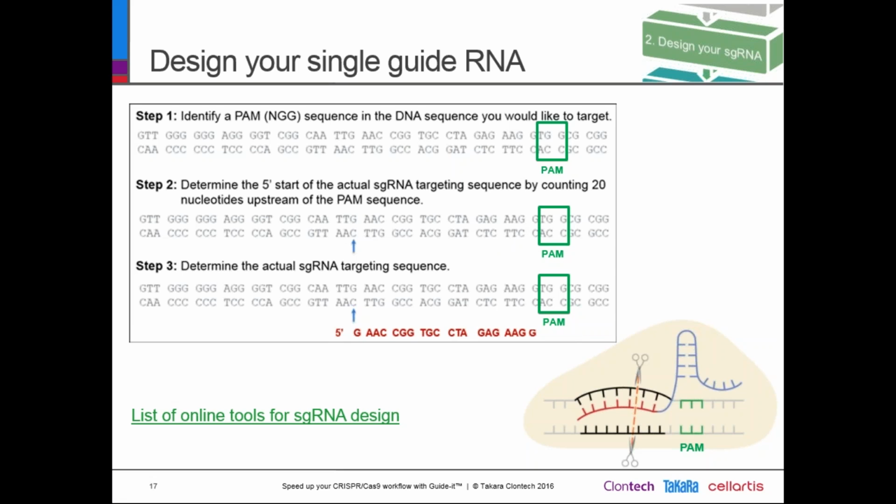But I would really rather recommend using one of the existing online tools. There are many, many online tools that exist nowadays. I also put here a link to a list of available online tools in the presentation. These tools will not only identify PAM sequences in your target gene and give you a list of possible guide RNAs, they will also score the guide RNAs for the probability of off-target effects. And then you can choose the guide RNAs which have the lowest probability of off-target effects.